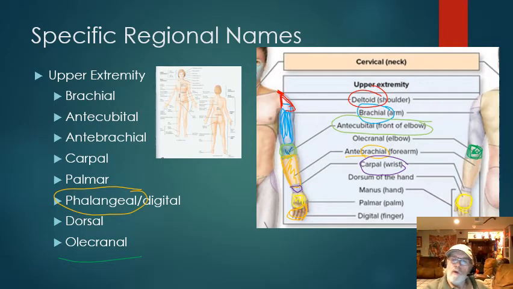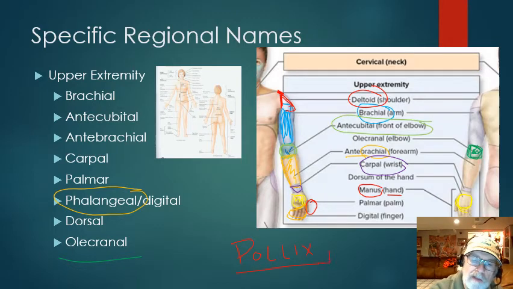A couple words that we should talk about here. Manus. Manus means hand. If something's manual, what does manual mean? You have to work it with your hand. There's another word for the thumb, P-O-L-L-I-X, pollux. Pollux means thumb. So these are basically the upper extremity words that are important for you to know. Remember the deltoid, manus, and pollux are some I added on to what we already have here.